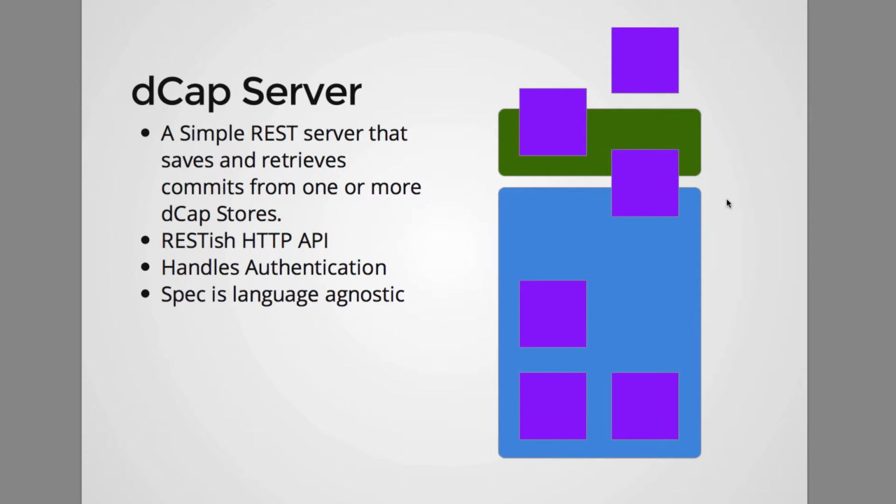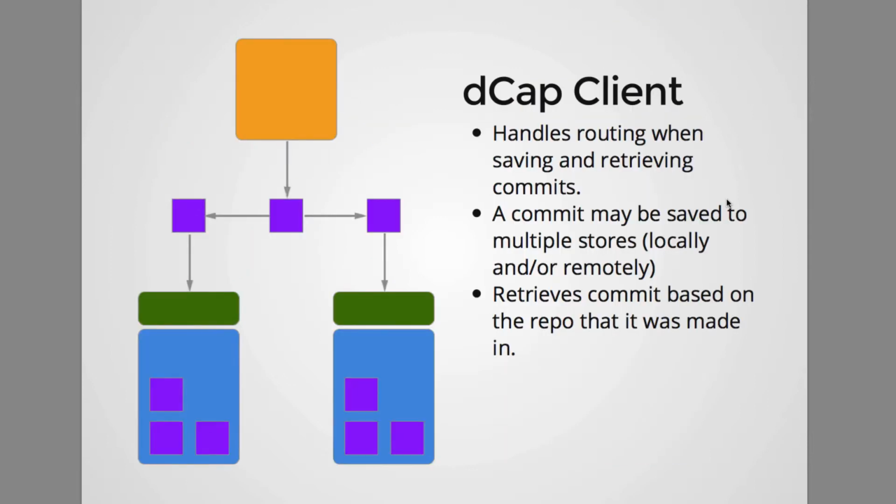REST is HTTP APIs. The spec is language agnostic, so it doesn't matter. You follow the spec, you're fine. Decap client handles routing when saving and retrieving commits.